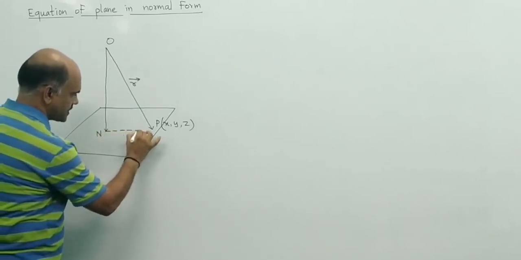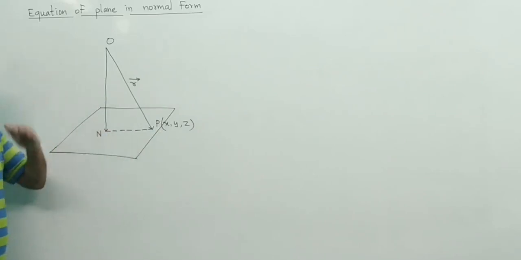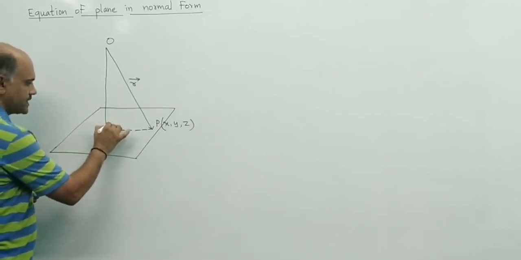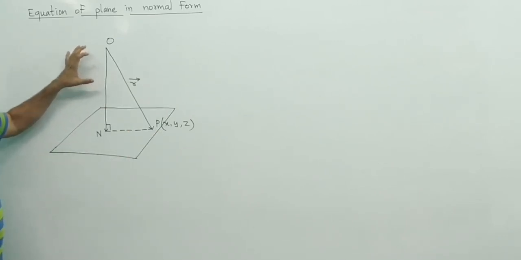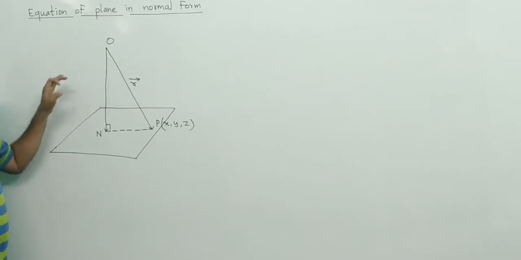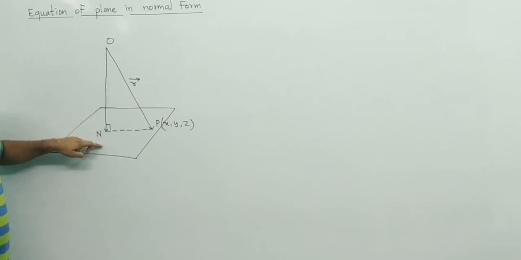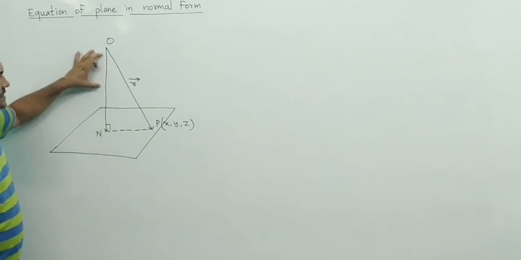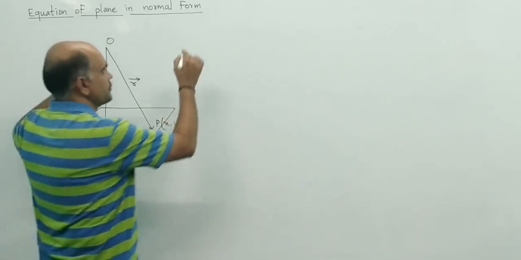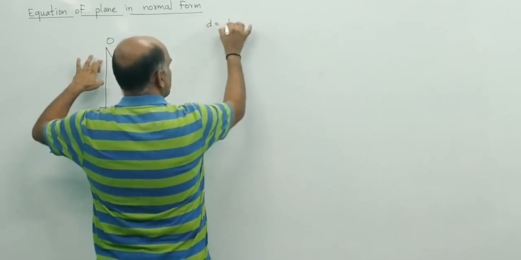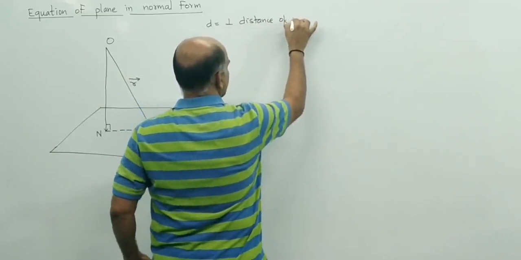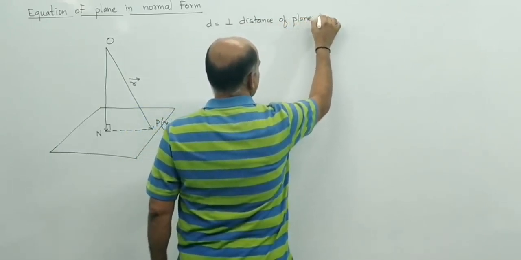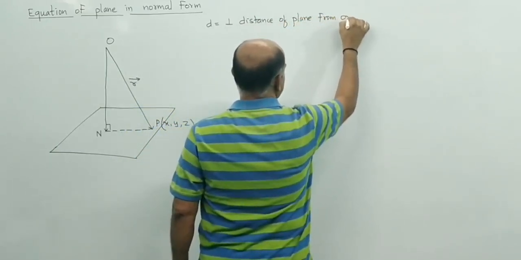So I will join this. NP will be in the plane. So this ON is the perpendicular from origin. Now, derivation is simple. Let this plane be at a distance d from origin, where d is equal to the perpendicular distance of the plane from origin.